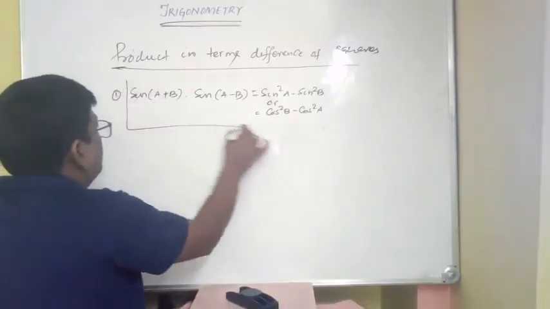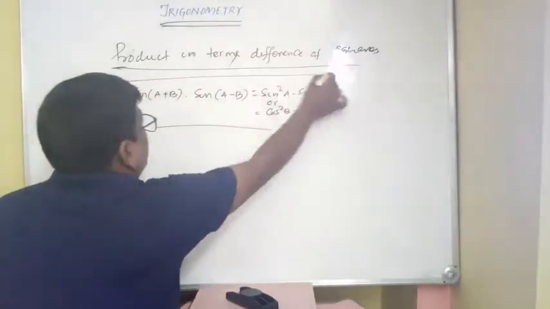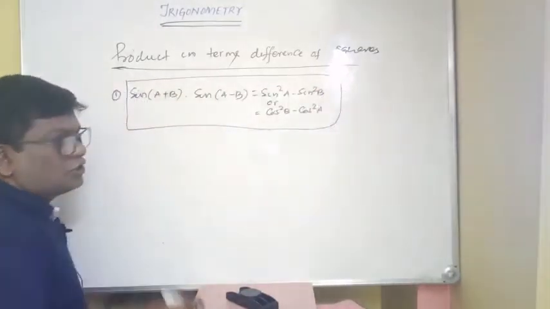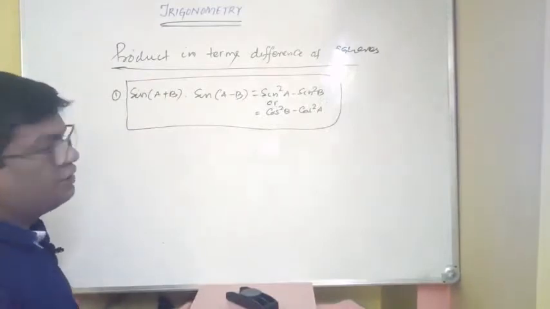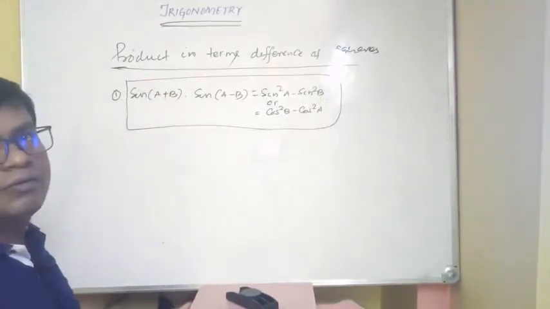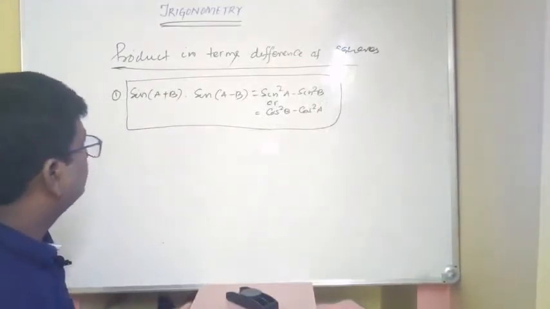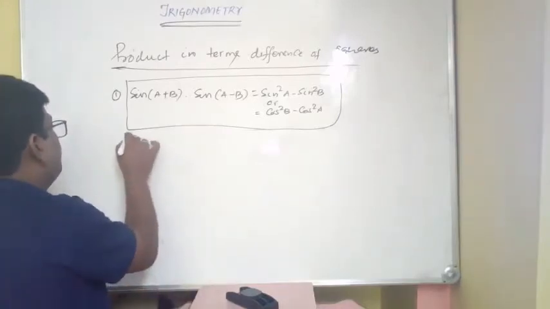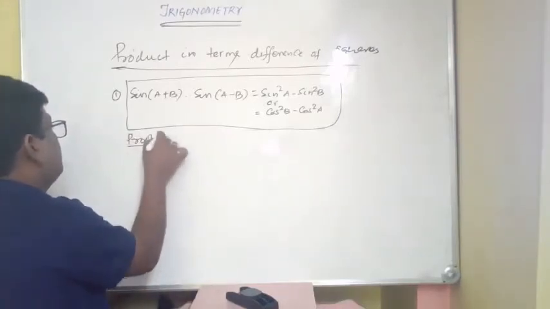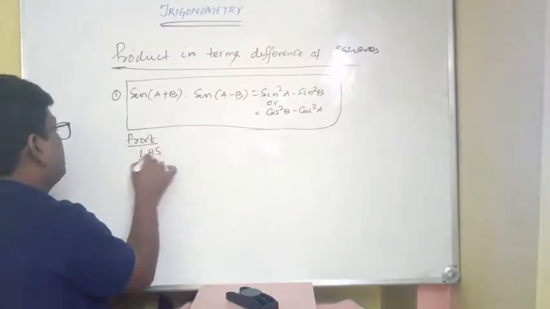This is another formula. We have to remember all the formulas to solve trigonometric problems easily. So proof, write the left hand side. What is the left hand side here?